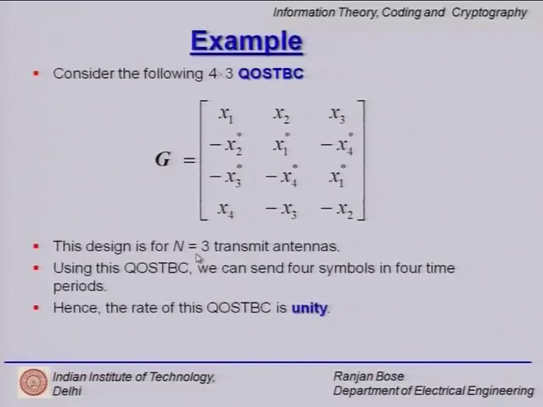So we have now obtained a simple design for 3 transmit antennas. Using this quasi orthogonal space time block code, we are now going to send 4 symbols X1, X2, X3, X4, which will represent, if I map them, S1, S2, S3 and S4 in 4 time periods. So clearly the rate is unity.